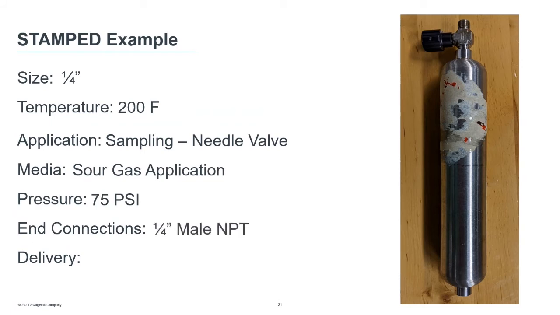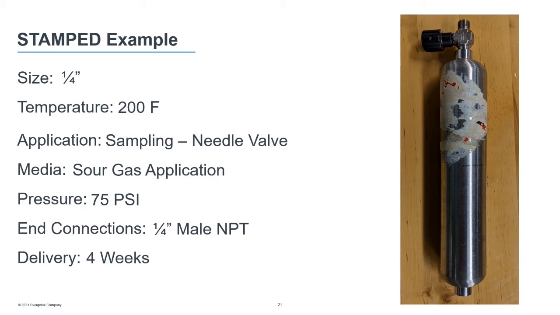So for end connections, before we did measure 1/4 inch for the size, so we're going to do 1/4 inch male MPT. Lastly, for delivery, let's say we're going to do 4 weeks. So as a customer, this is when you want the product to arrive at your facility, starting from the time you place the PO. So if you want 4 weeks, then we'll give it to you in 4 weeks.